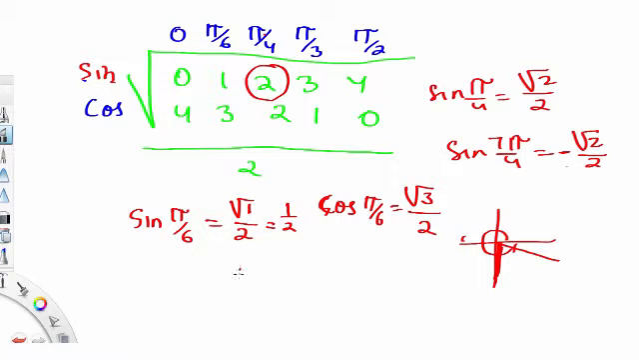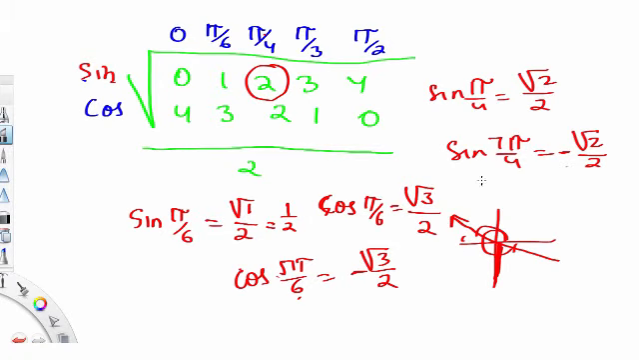How about cosine of 5 pi over 6? So again, cosine of 5 pi over 6 is going to be the same thing as cosine of pi over 6. So I'm just going to copy this square root of 3 over 2, and then since this 5 pi over 6 is roughly right here, the cosine is negative on this quadrant. Cosine is negative on quadrant 2, so I'm just going to put a negative like that.